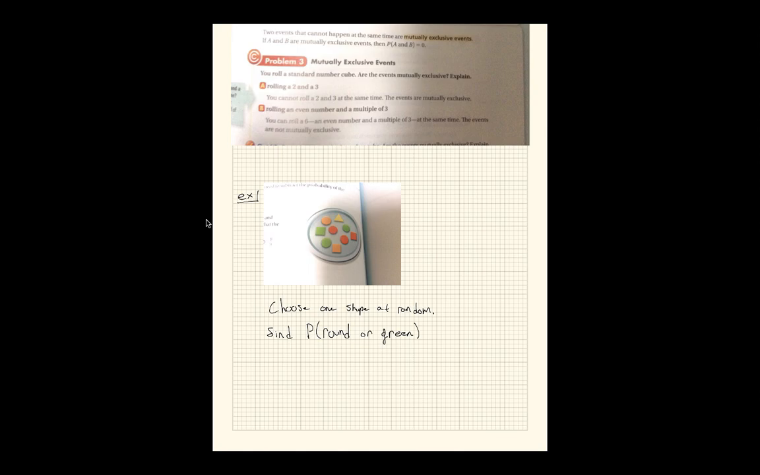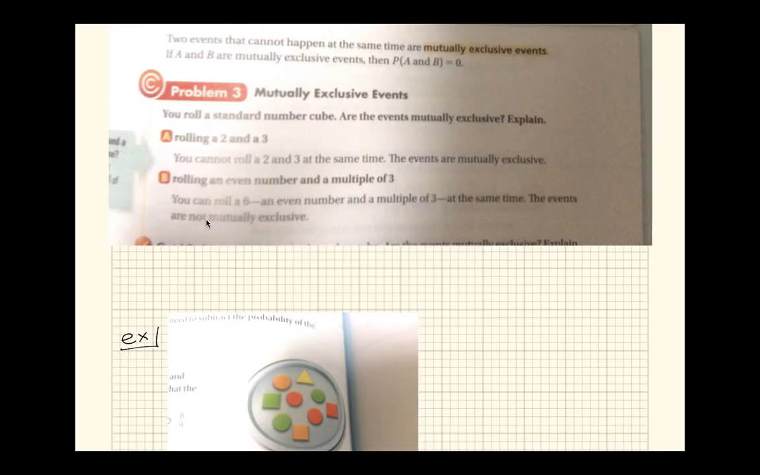A couple more things I want to talk about. Again, this is going to be a short lesson. Let's talk about mutually exclusive events. When things are mutually exclusive, that means they can't happen at the same time. Like being a boy or being a girl, those are two mutually exclusive events.